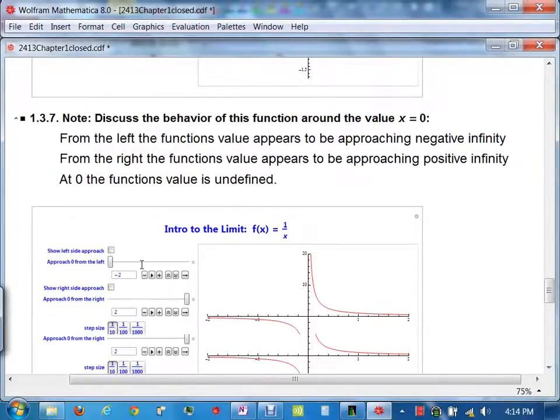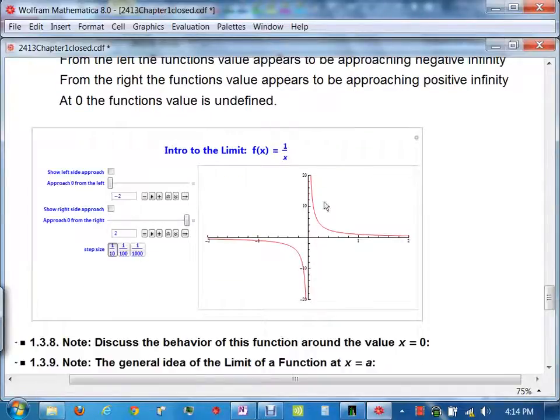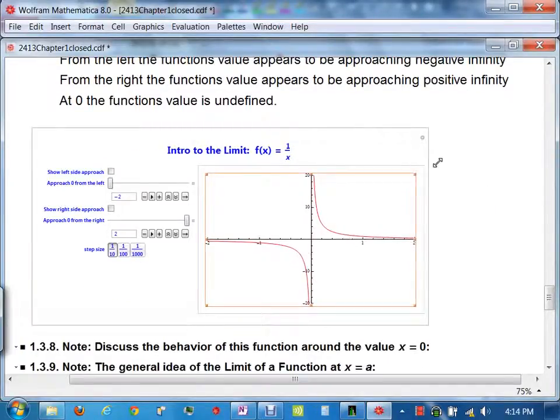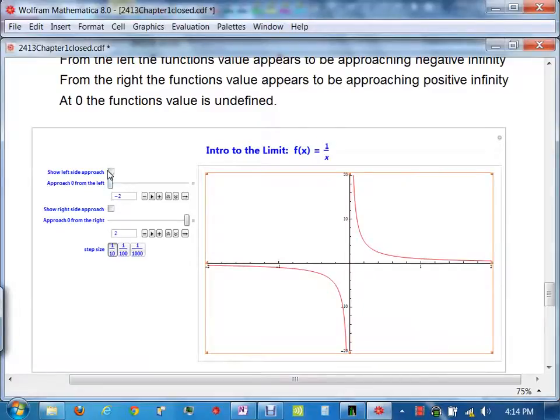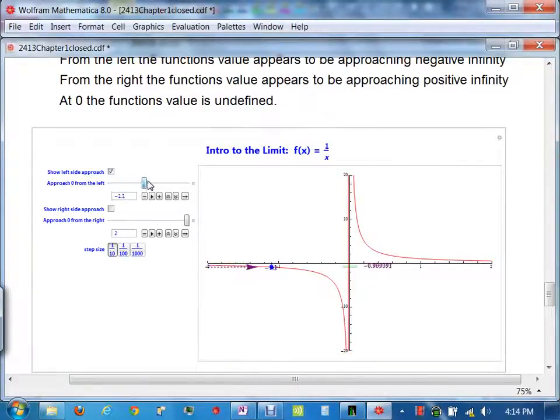Look at this one. What's happening around 0? We have an asymptote. Approaching from the left, where am I headed? I'm headed down to negative infinity. Here I go, I'm off. See you later. It's going to go off my screen. And the closer I get to 0, the bigger negative I get.